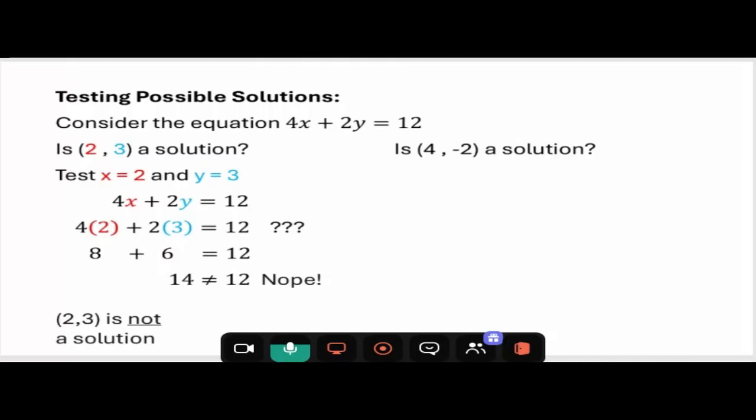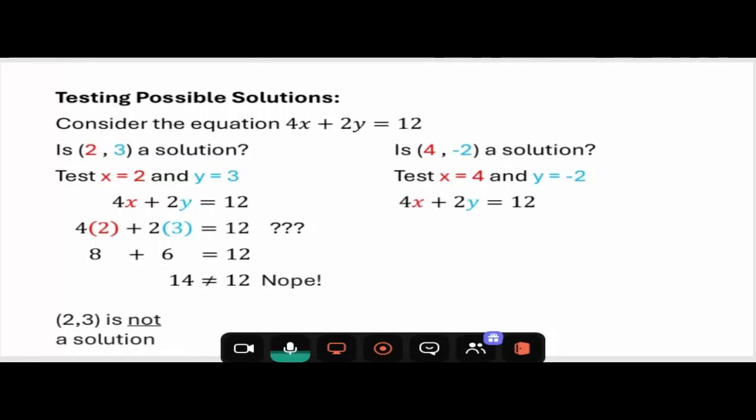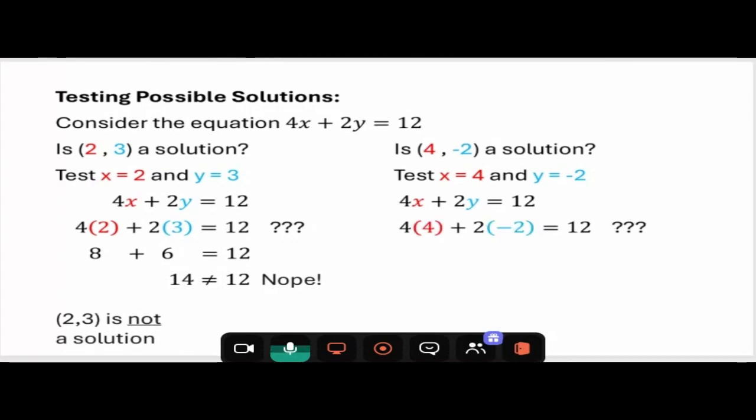Is 4, negative 2 a solution? Same thing. Let's check when x is 4 and y is negative 2. So plug them into the equation for x and y. Replace the x with a 4 and the y with a negative 2. Question marks again because we don't know. We're going to see if that's true or not.